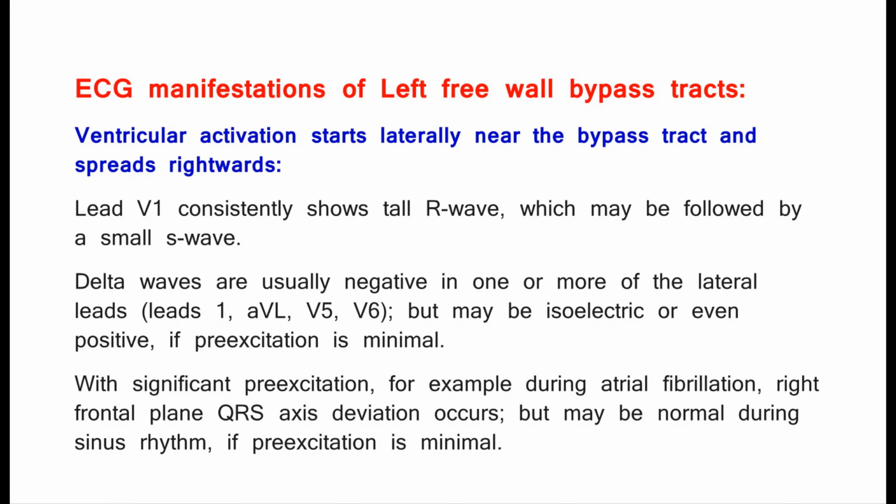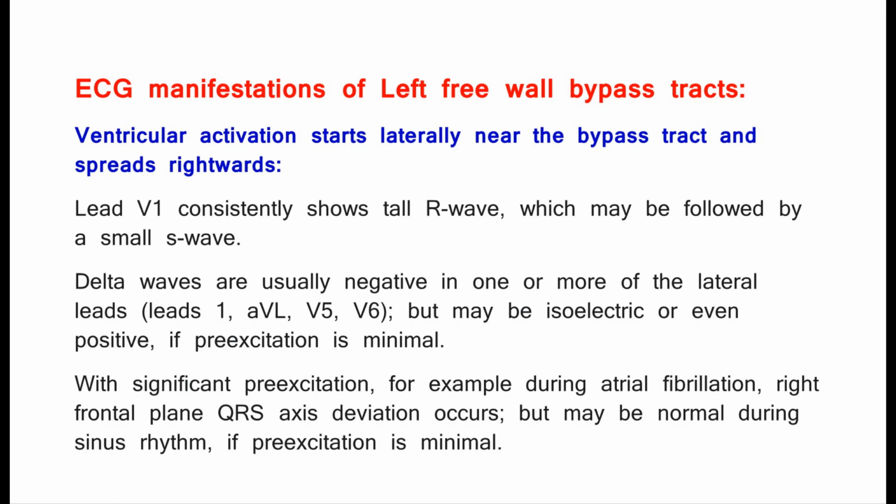ECG manifestations of left free wall bypass tracts. Ventricular activation starts laterally near the bypass tract and spreads rightwards. Lead V1 consistently shows tall R wave, which may be followed by a small S wave. Delta waves are usually negative in one or more of the lateral leads, leads 1, AVL, V5, V6, but may be isoelectric or even positive, if pre-excitation is minimal.